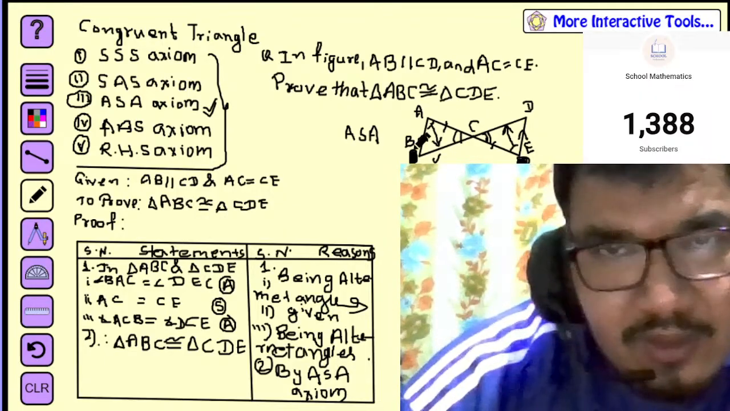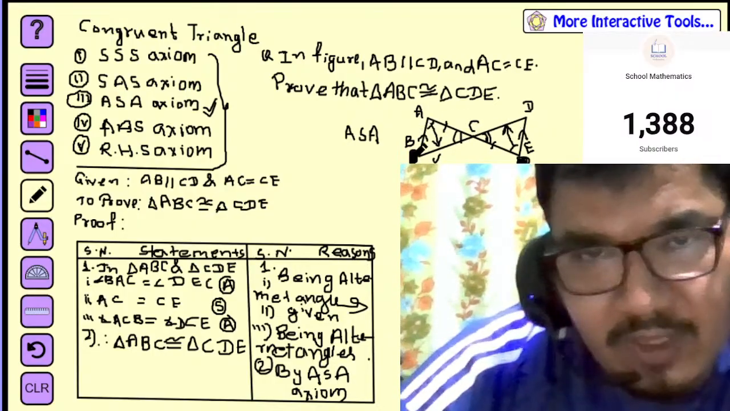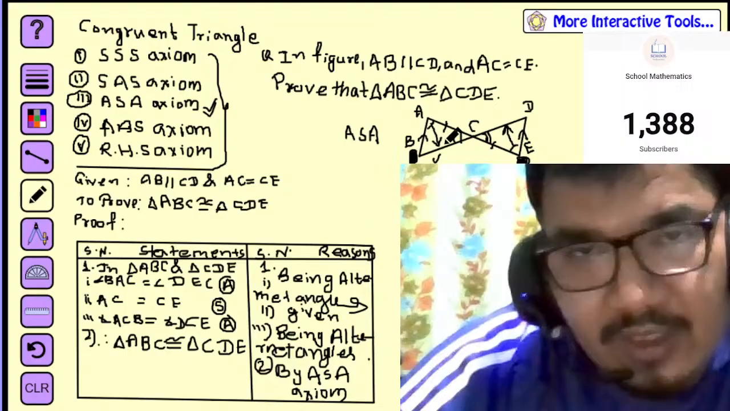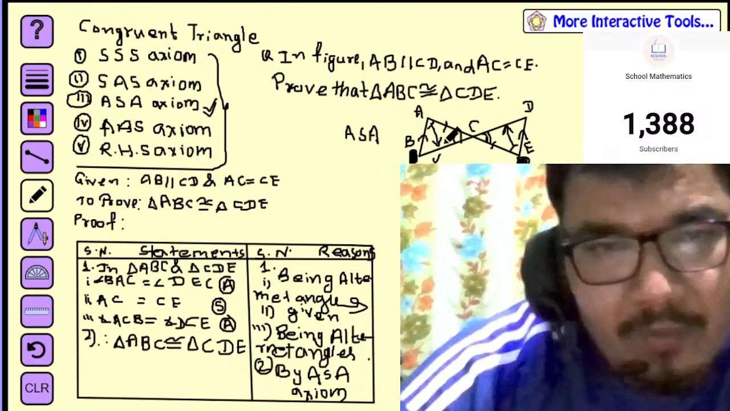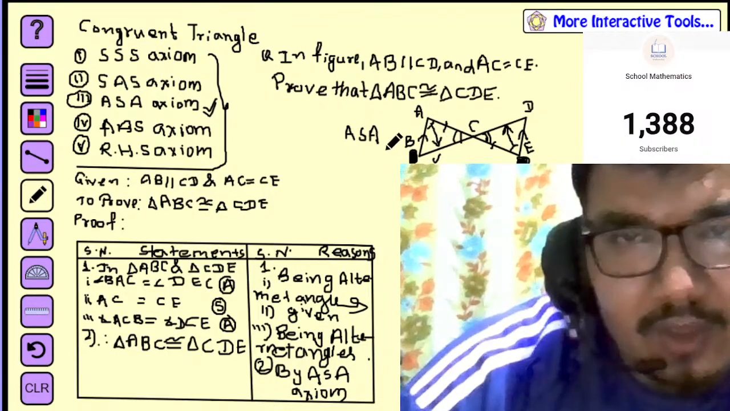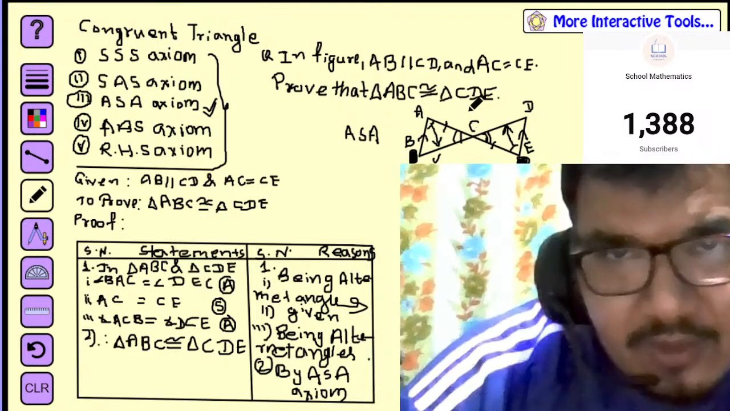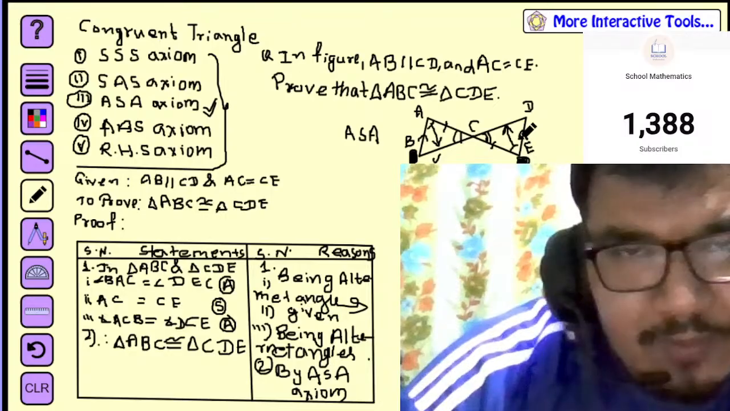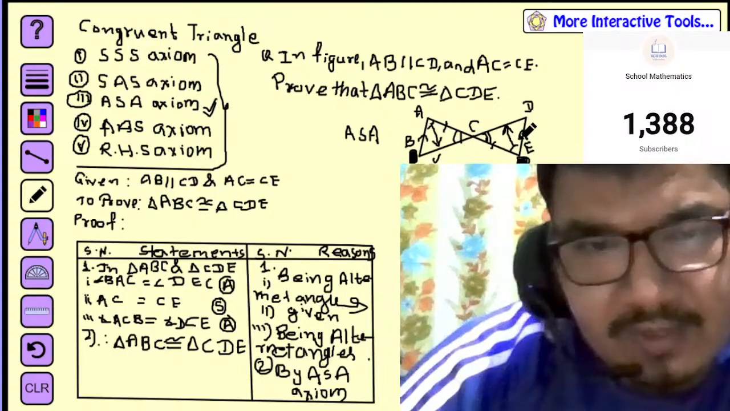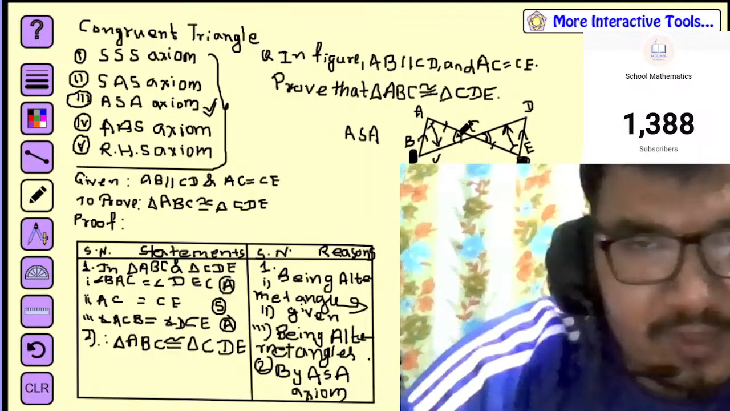That's why I want to repeat here. If two triangles are congruent, after showing them congruent, we can tell their corresponding sides and corresponding angles will also be equal automatically. That's why we show them congruent. That is the main reason, because after showing the triangles congruent, their corresponding sides and corresponding angles will be equal.